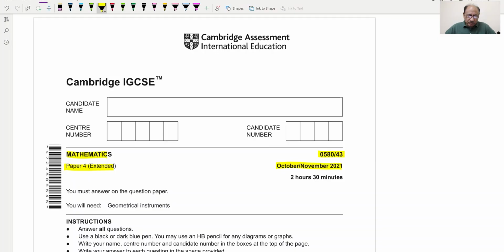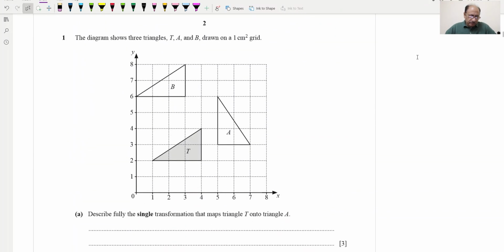Let us move to question number one. Question number one says the diagram shows three triangles T, A and B drawn on a 1 centimeter square grid. A part, describe fully the single transformation that maps triangle T onto triangle A. This is a 3 marks part.